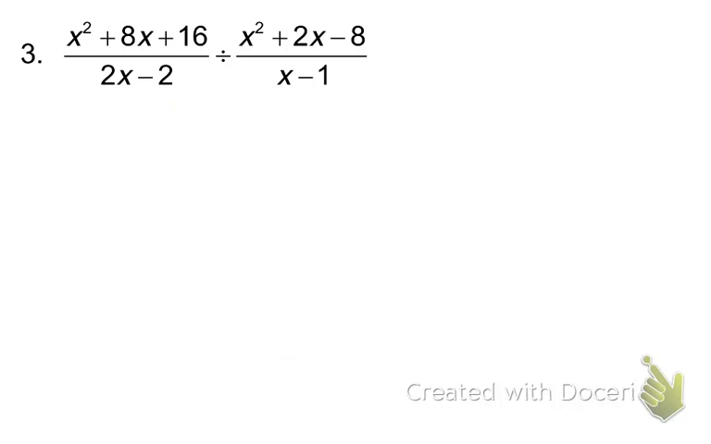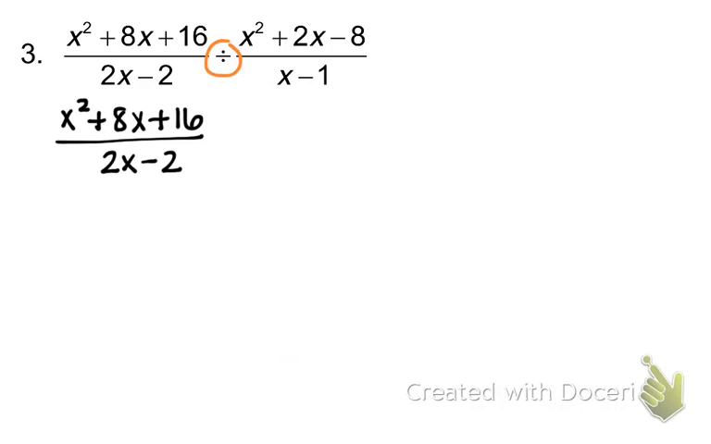In this next example, the first thing that we notice is that we are dividing. When you divide fractions, we need to flip it and multiply. So we're multiplying by the reciprocal of the second fraction. So we have x minus 1 on top over x squared plus 2x minus 8 on the bottom. And now we will need to factor. So we'll take this level by level.